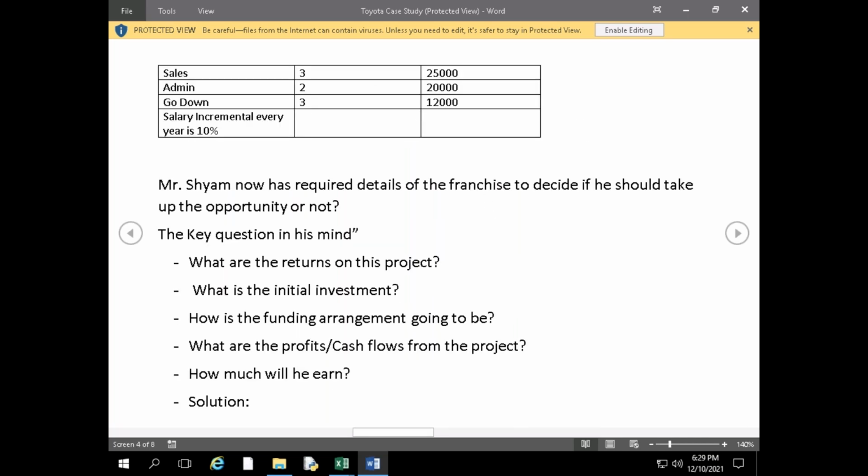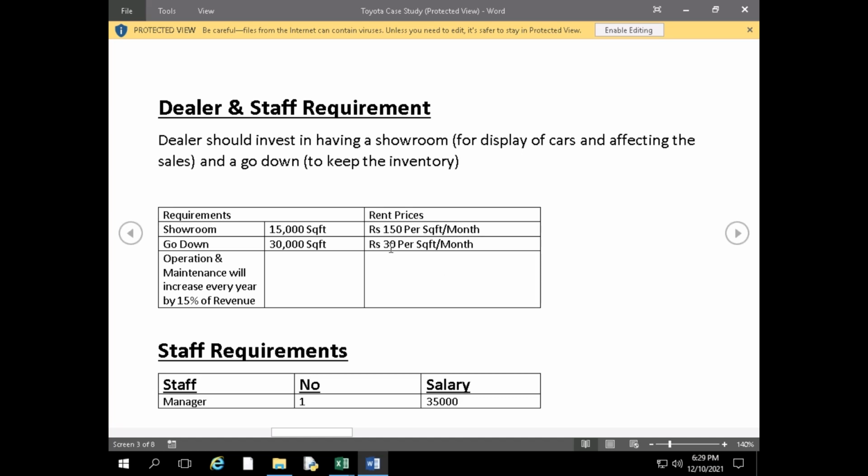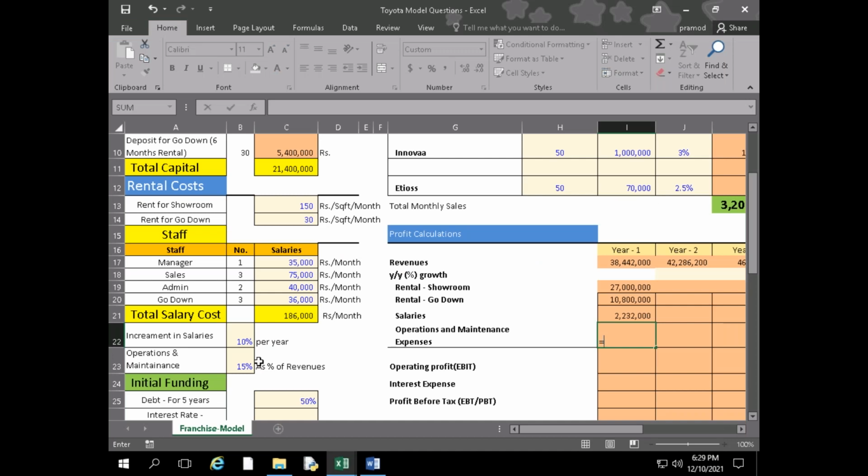Operations and maintenance, 15% of revenue. So for all the operation and maintenance, we have to calculate revenue and select it. Maintenance will be increased every year by 15% of revenue. So revenue into 15%.